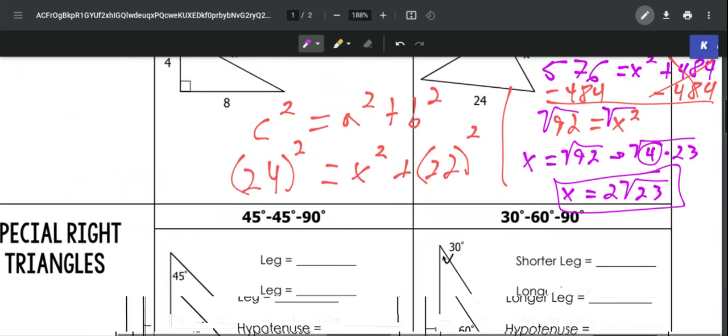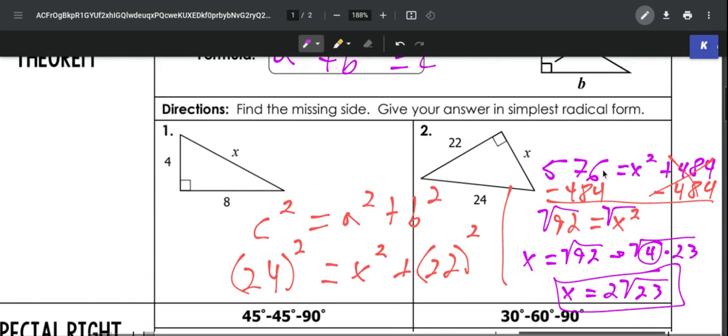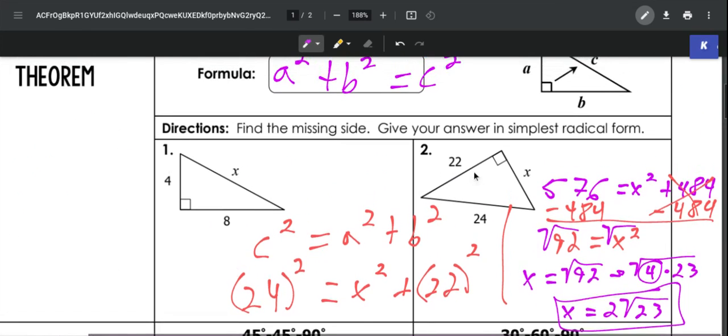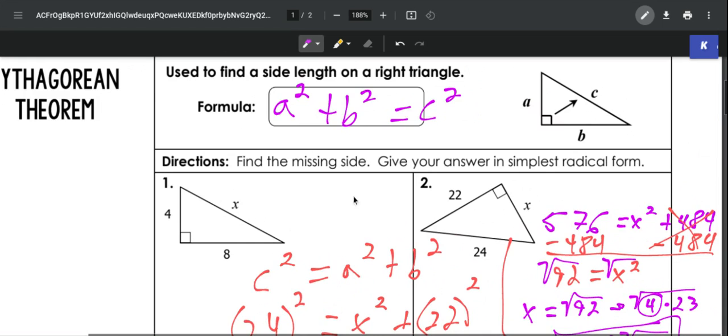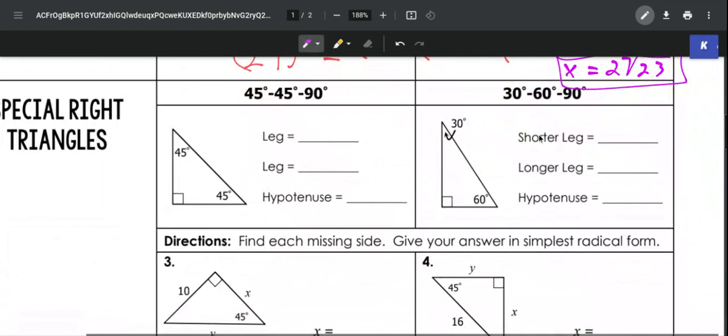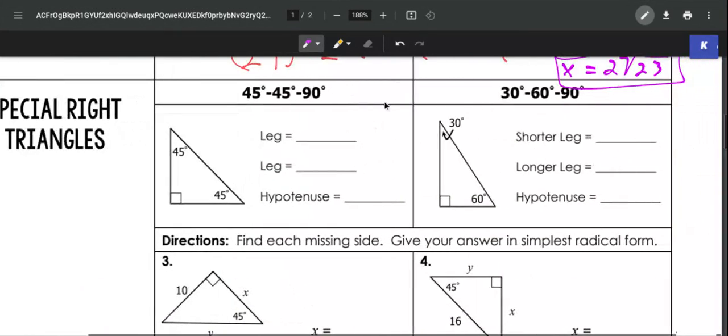So that's your review for the Pythagorean theorem. You're going to have to do this in some of the steps we do, but that's the first part of this section. It's the Pythagorean theorem. Now we're going to get into special right triangles.